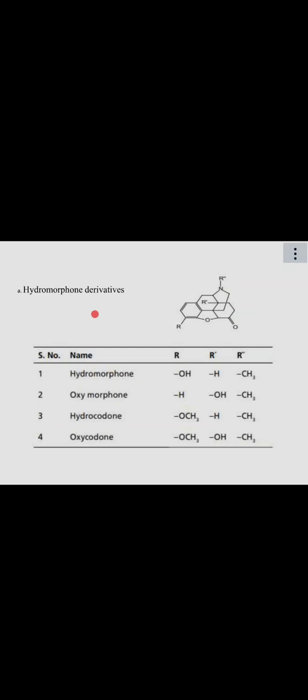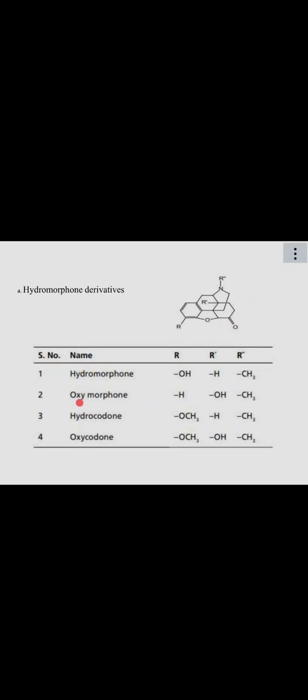Then you have the hydromorphone derivatives. Again, remember, morphone means that we have discussed all this, that group there. So that we change, you have the hydromorphone. We expect, of course, that to be a hydroxyl group, and that R to be a methyl group, and of course R prime to be a hydrogen.